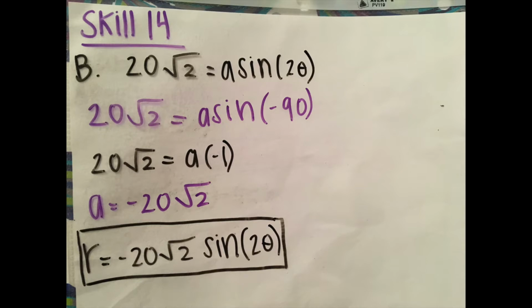So I plugged in my values, and I got 20 square root 2 is equal to a sine (2 times negative 45). After simplifying that and isolating a, I got a to equal negative 20 square root 2. Then I plugged that negative 20 square root 2 into the original function, and so I got r is equal to negative 20 square root 2 sine 2 theta.